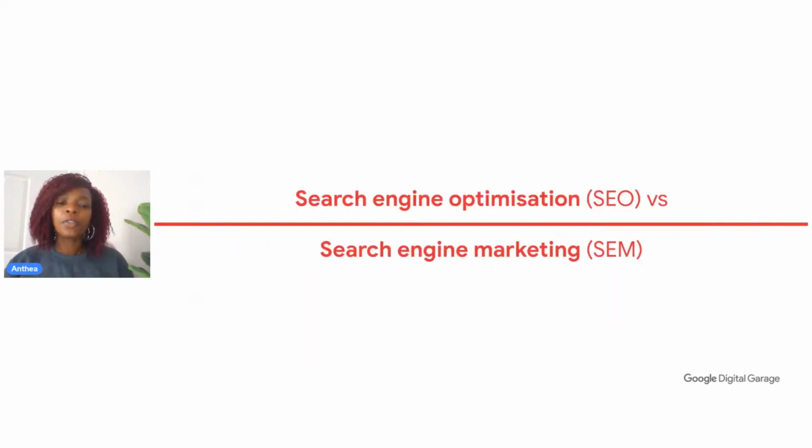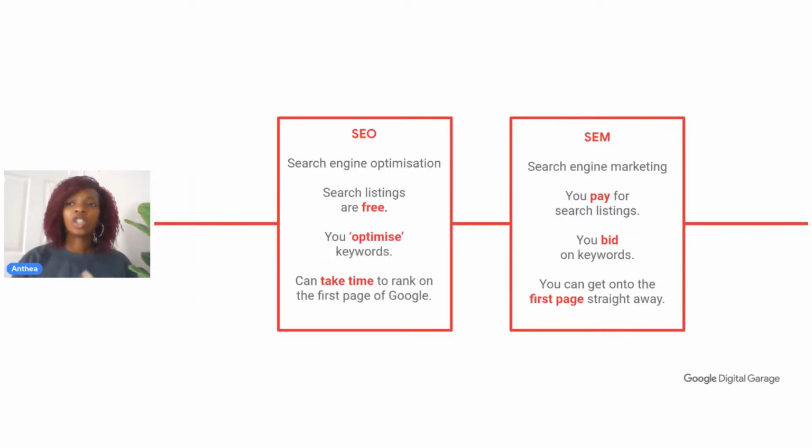So what's the difference between search engine optimization and search engine marketing? Well, with search engine optimization, your search listings are free. It's about how you are able to increase your ranking up that organic search list. And you do that through optimizing your keywords and taking your time to really make sure that Google understands you better. Whereas with search engine marketing, you pay for a place.